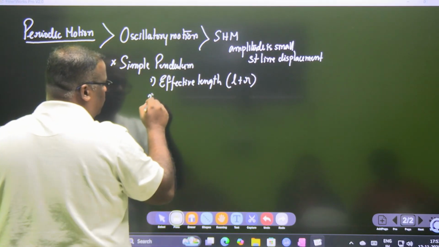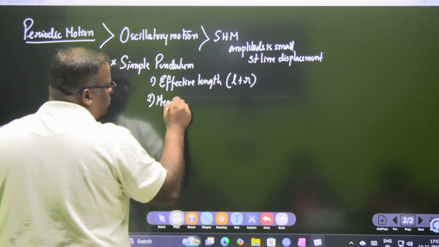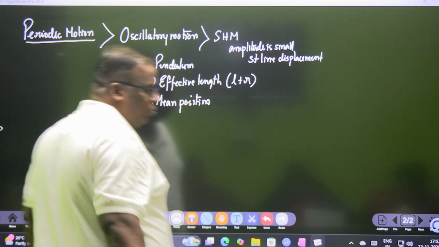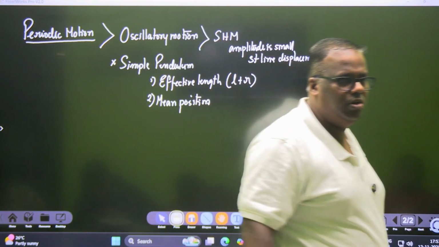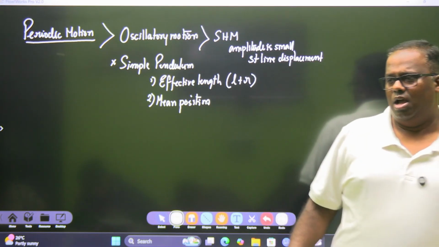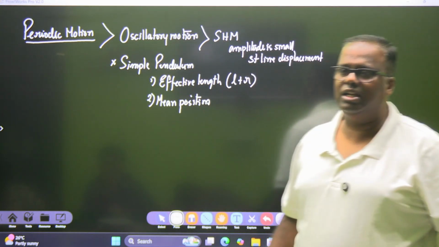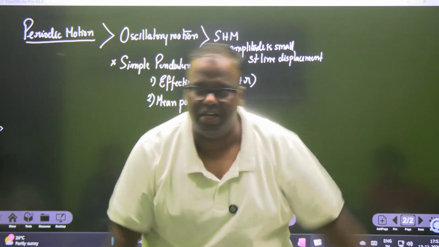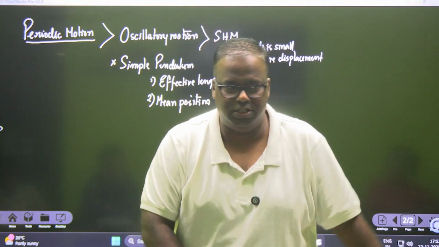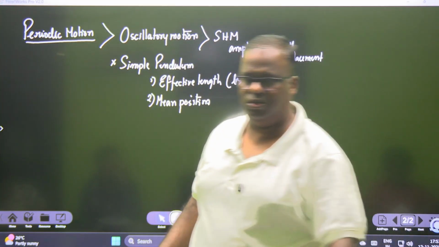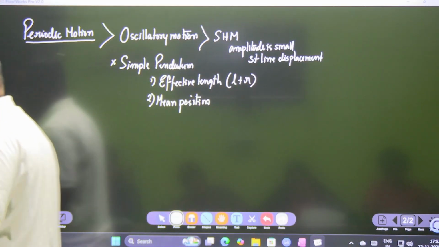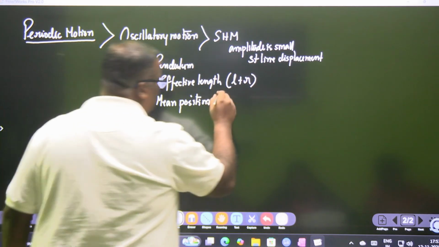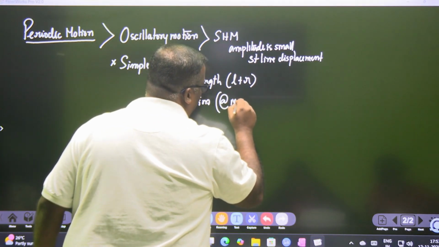The second thing that we learn about here is the mean position. How do you categorize the mean position? It is the position described by the simple pendulum when it is at rest, under no disturbance. At rest, it will not hang to one side, right? It will come down, and at rest it will ultimately take its position. That is known as the central position or the mean position. The position described by the simple pendulum when it is at rest. So this is the position at rest.